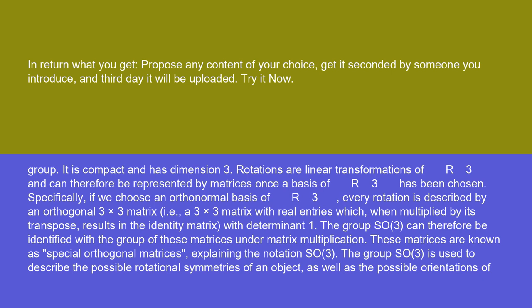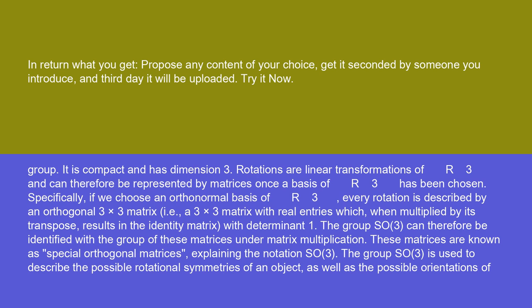Rotations are linear transformations of R3 and can therefore be represented by matrices once a basis of R3 has been chosen. Specifically, if we choose an orthonormal basis of R3, every rotation is described by an orthogonal 3x3 matrix, i.e., a 3x3 matrix with real entries which, when multiplied by its transpose, results in the identity matrix, with determinant 1. The group SO(3) can therefore be identified with the group of these matrices under matrix multiplication. These matrices are known as special orthogonal matrices, explaining the notation SO(3).